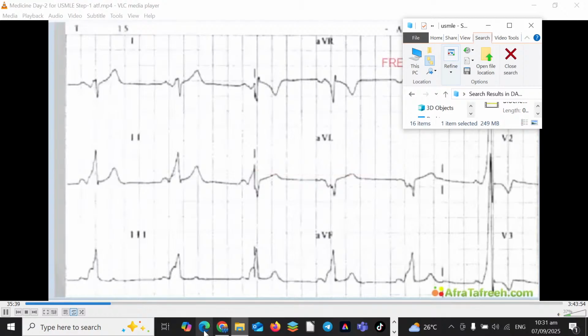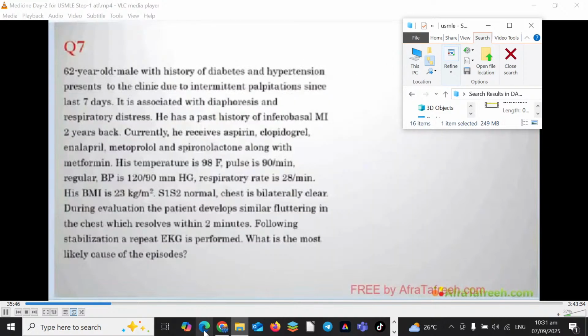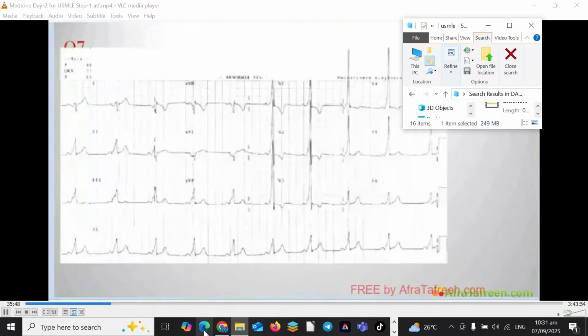What have you written under D? What have I written under D? Where D? So if you look at it, I'm not interested in the axis, but this is nowhere a positive lead one. This is a negative lead one, and this is a positive AVF. So this becomes a right axis deviation.